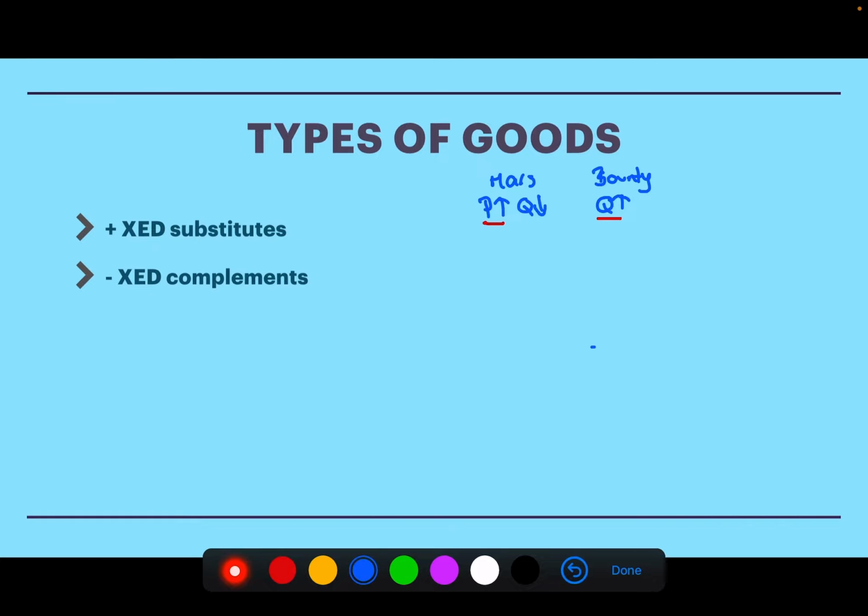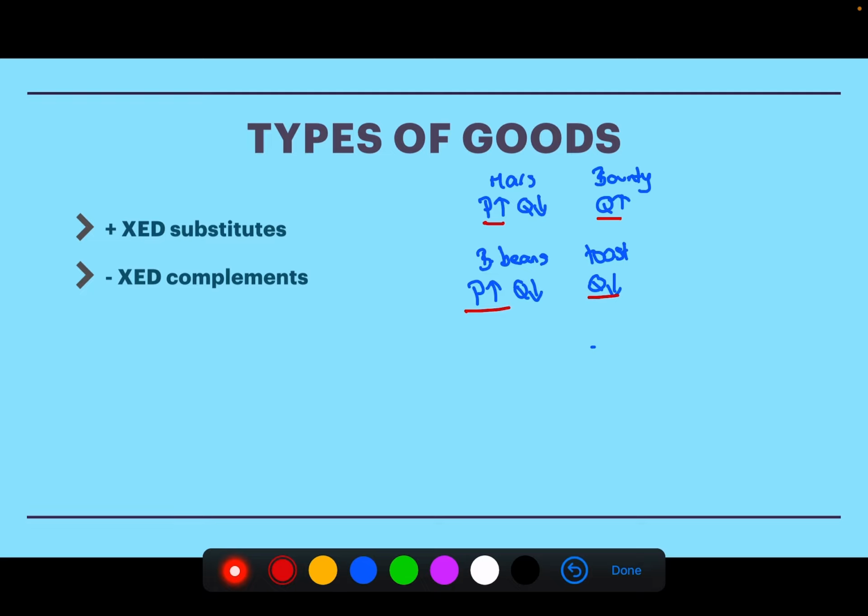If the two goods are complements, then let's go for our baked beans and our toast. If the price of baked beans goes up, there's less demand for baked beans, and if you're not buying as many baked beans, then you need less toast. So this time, our percentage change in quantity demanded is going down, so that's negative, divided by the percentage change in price, which is going up, that's positive. So negative divided by positive gives you a negative answer.